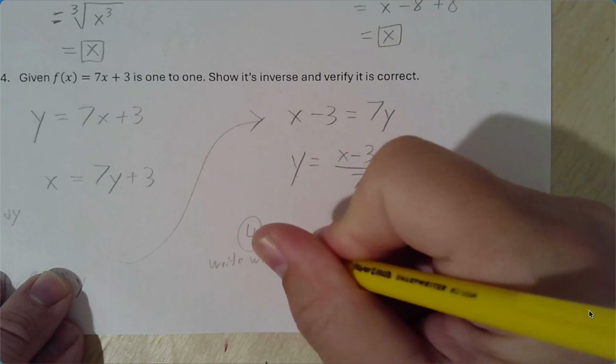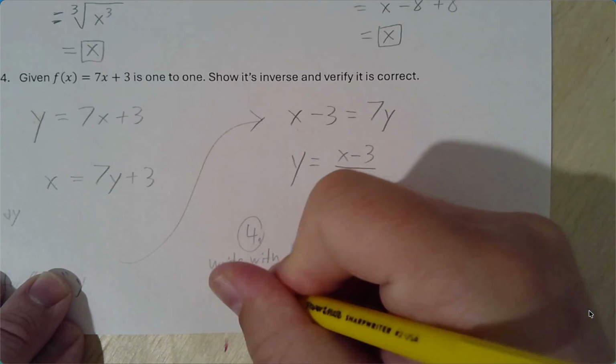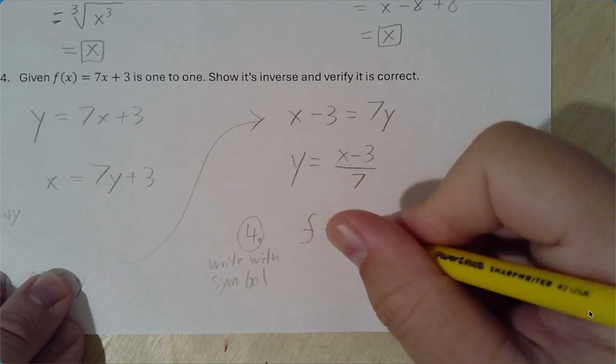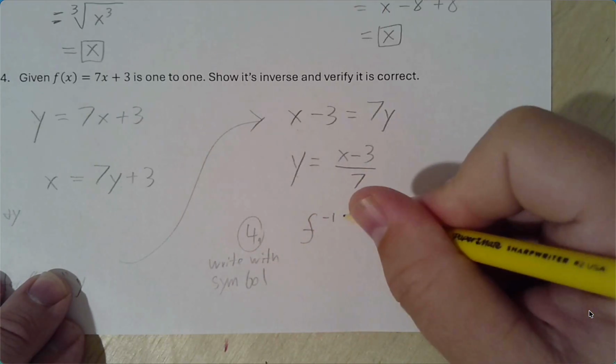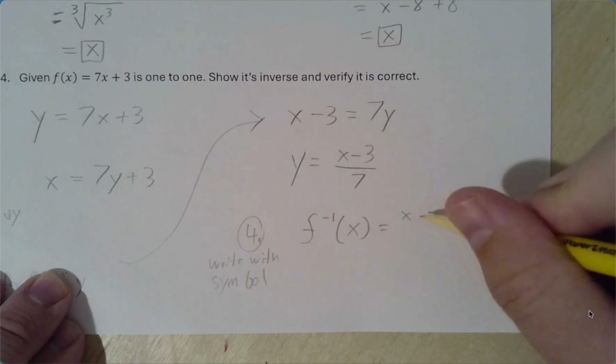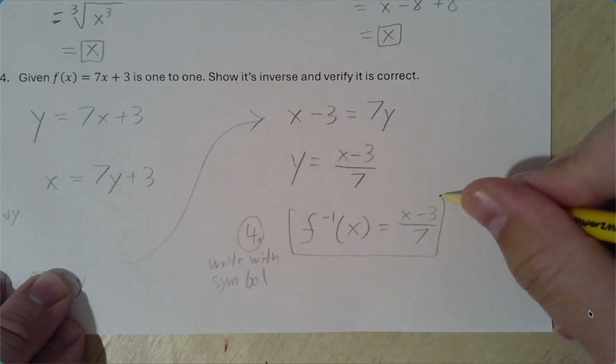And so there's step 3, and step 4 is to rewrite with, I'm going to write, symbol. What do I mean by that? Well, this is no longer just any old function. This is f inverse of x, and that's x minus 3 over 7.